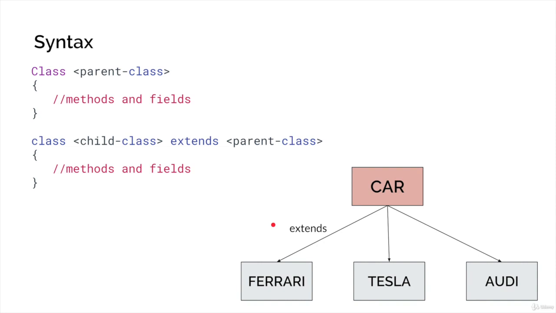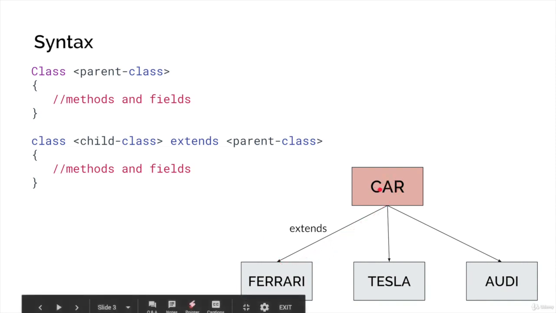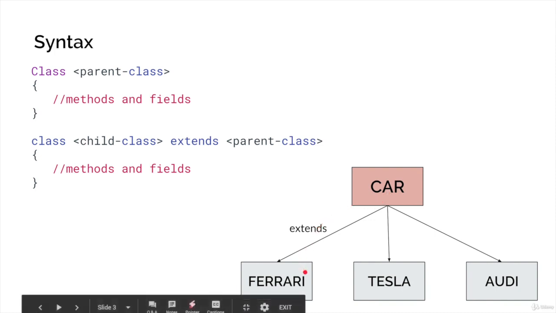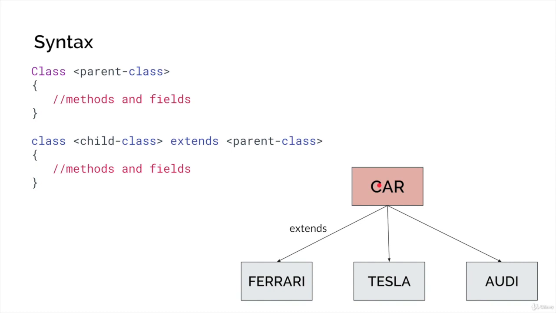If Ferrari extends the car class, all the methods that we have defined in the car class and also fields, which means variables, etc., will be accessible within the Ferrari class. So if you have one method in Ferrari and one method defined in the car class, with the help of the extends keyword, Ferrari will have two methods in it: one from the Ferrari class and one from the car class. We'll soon demonstrate this with the help of an example on the IDE.